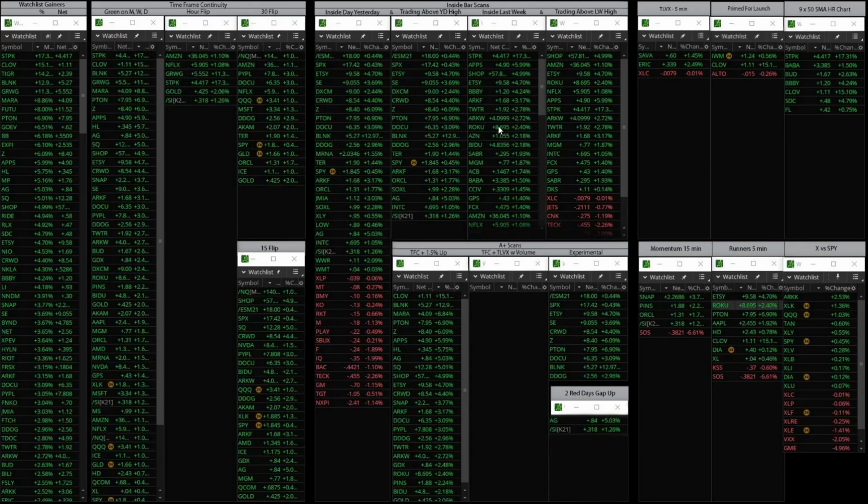Always look back at the charts. Always start with the scans and finish with the charts. Good rule of thumb.